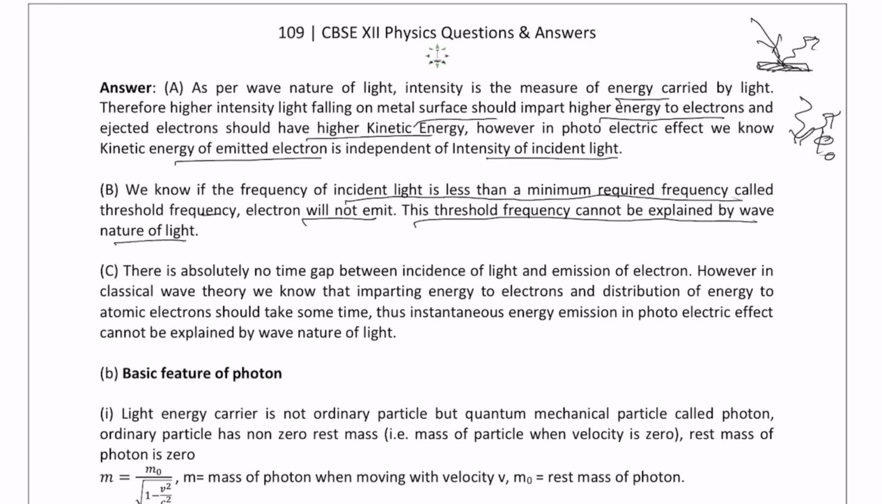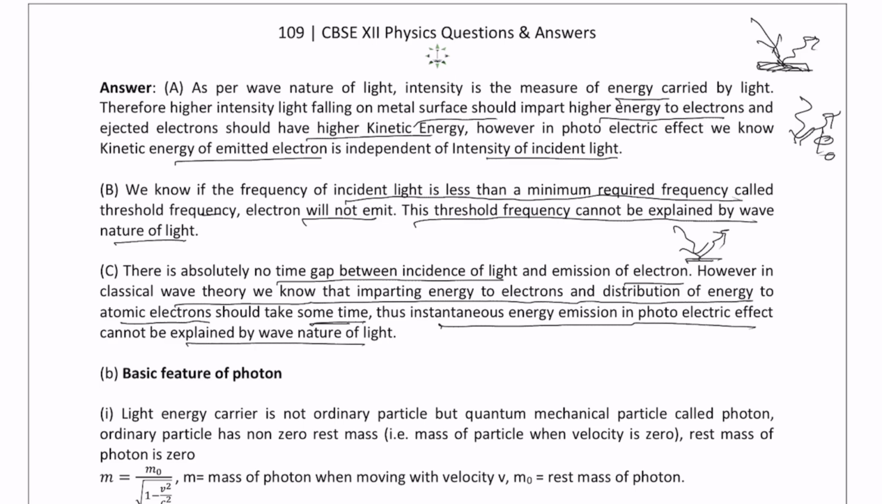Now, the third part: there is absolutely no time gap between the incidence of energy and the emission of electrons. Electrons are emitted spontaneously as soon as the light gets incident on the surface. However, in classical wave theory, we know that imparting energy to electrons and distribution of energy to atomic electrons should take some time. Okay, so why is there no time gap between the incidence of light and the emission of electrons? This cannot be explained by the normal theory. Thus, instantaneous energy emission in the photoelectric effect cannot be explained by the wave nature of light.